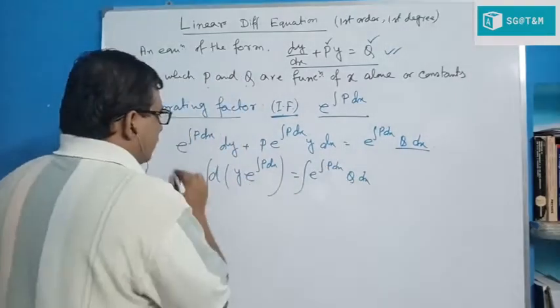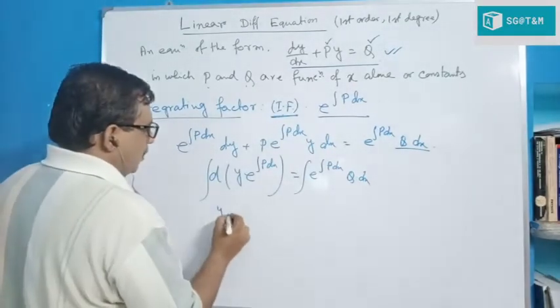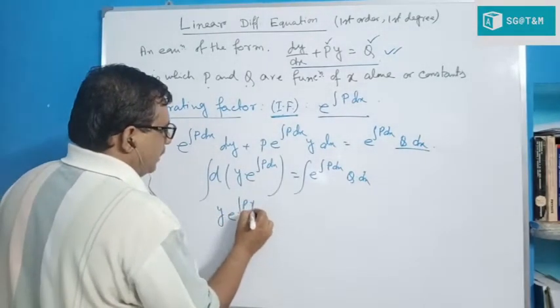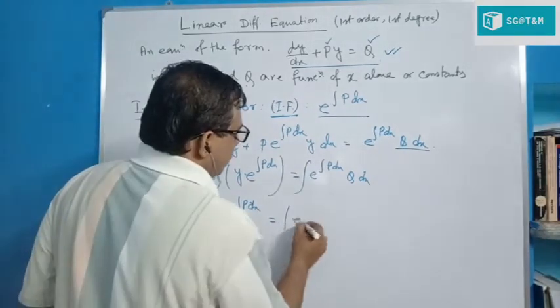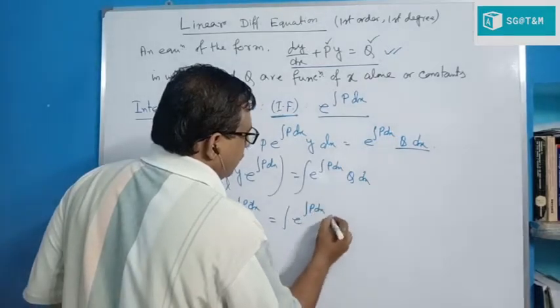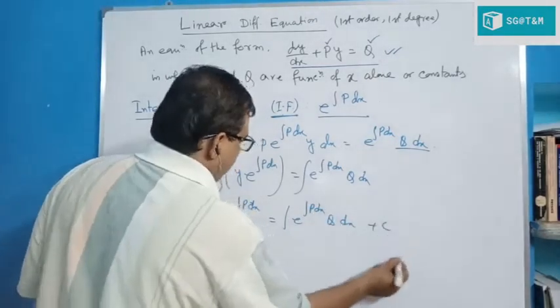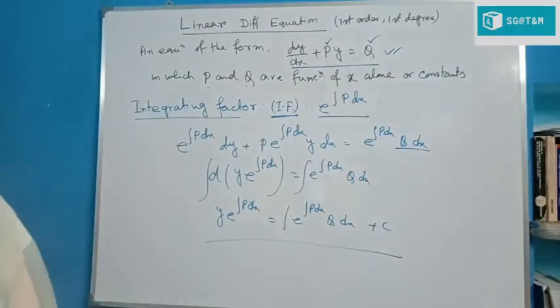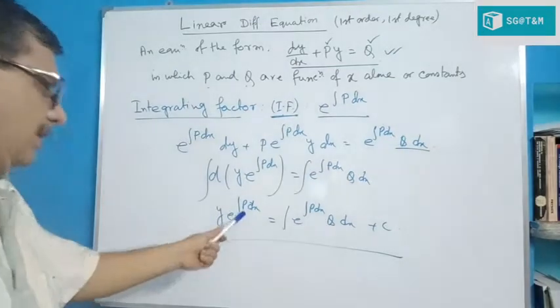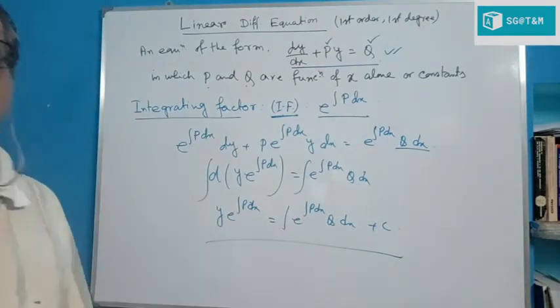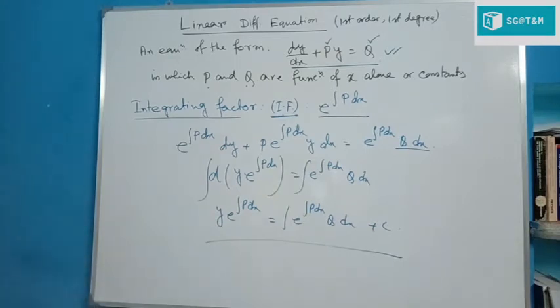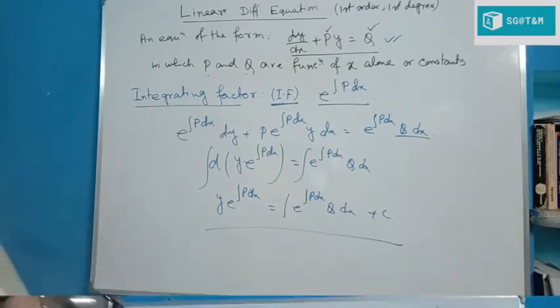If we integrate, then we get the solution y e^(∫P dx) = ∫ e^(∫P dx) Q dx + constant. This is the general solution of the equation. Obviously this integration will not remain after solving, since P and Q are given and we complete the integration. How? Let us take an example and discuss it.